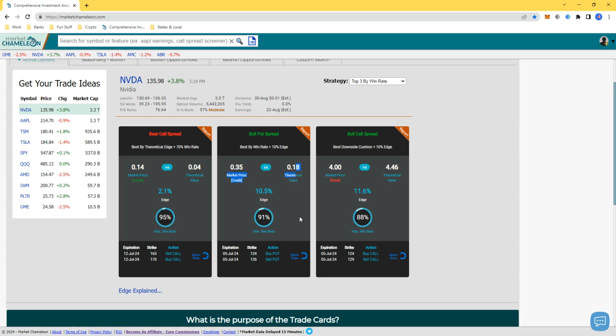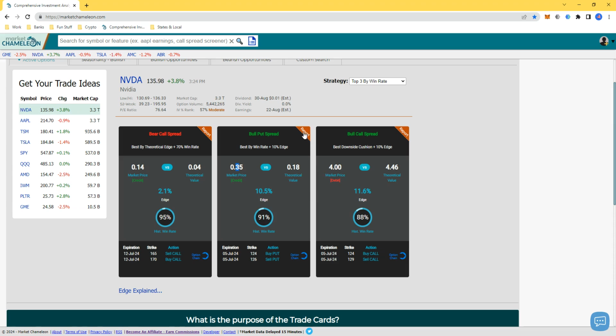So not only that, Market Chameleon tells you, hey, if you want to trade NVIDIA, this is one option that has a 91% success rate to win and expire worthless because you're selling options in this one. But it also tells you that you are making almost double what you should have made. So this is very, very powerful.